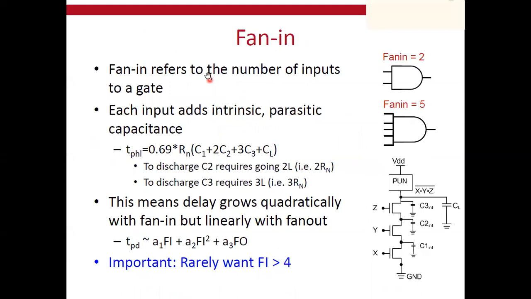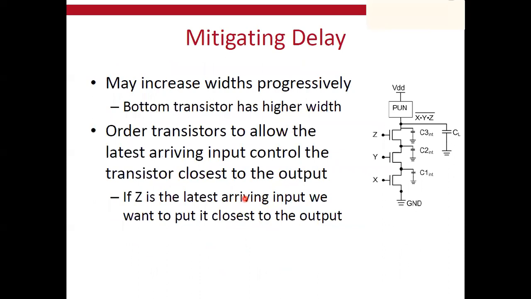Another important parameter is the fan-in, which refers to the number of inputs in the gate. Here you can see each input adds its intrinsic parasitic capacitance. Simply, each input has its capacitance. So the overall propagation delay will be the summation of the overall capacitance seen by all these inputs. So this is also a very important parameter related to the effect of the fan-in in your design.